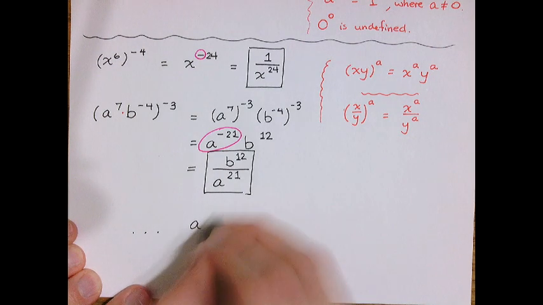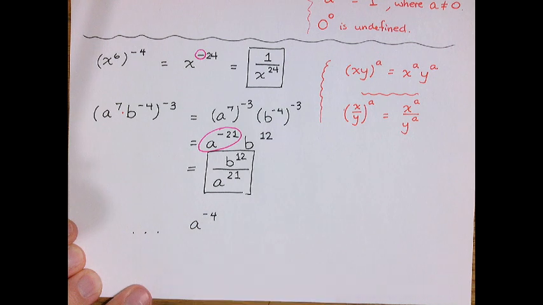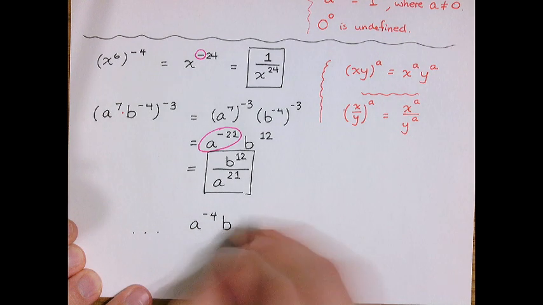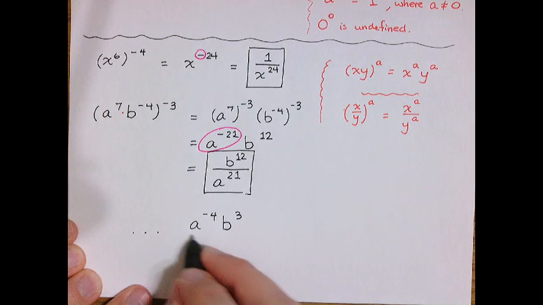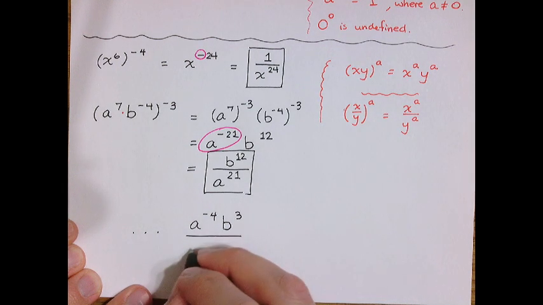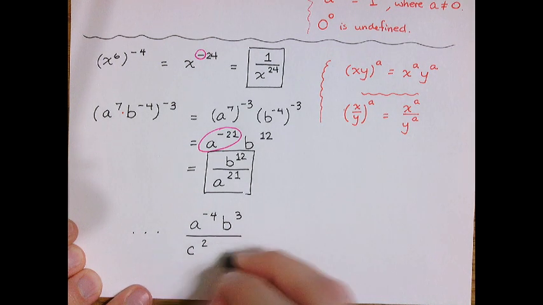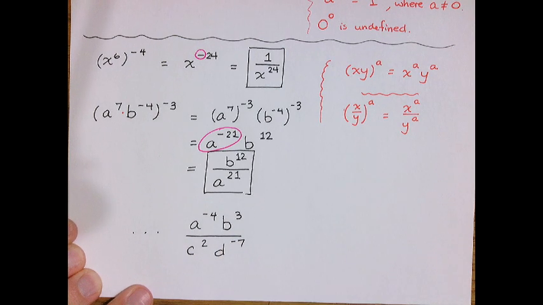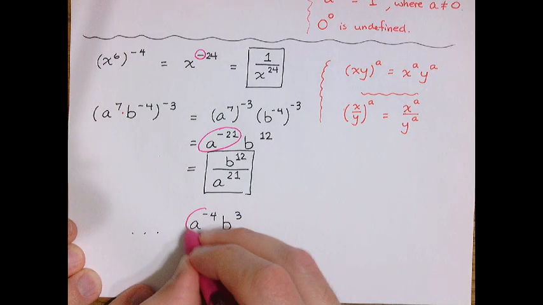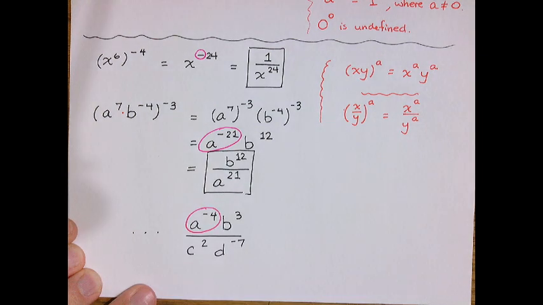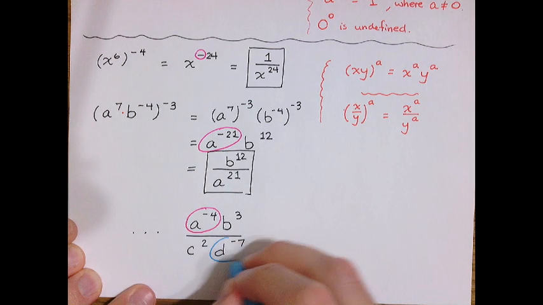If I were to say a to the negative 4th, b to the 3rd, over c squared, d to the negative 7th. If for some reason your final answer led to this, we have to make sure that we address the issues with our negative powers. So this guy has a negative power, and this guy has a negative power.